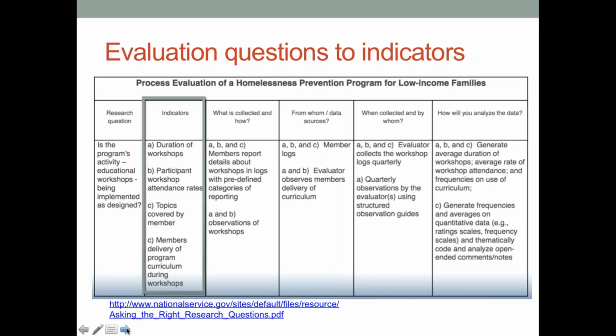But back to this example of the homelessness prevention program, the research question for the process evaluation was, is the program's activity, these workshops, being implemented as designed? The things they're looking at to determine if it was being implemented as designed are, A, duration of workshops, B, participant workshop attendance, what topics were covered, and then the members' delivery of the program curriculum during the workshops itself. So those are the pieces they're breaking down: what does implementation mean as individual indicators.